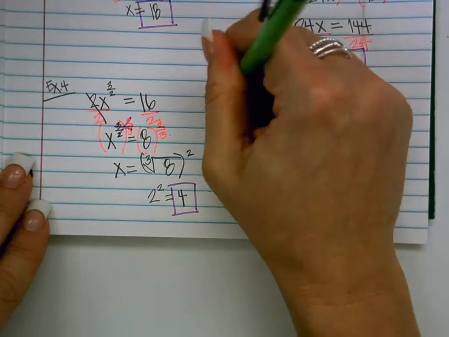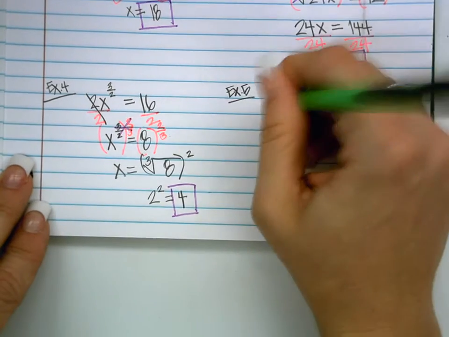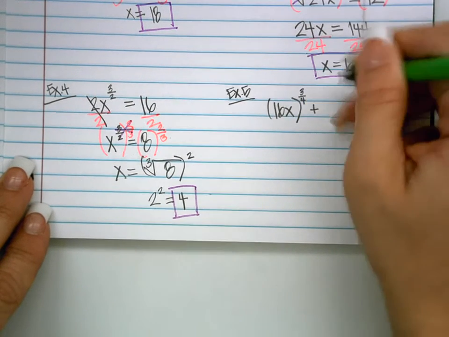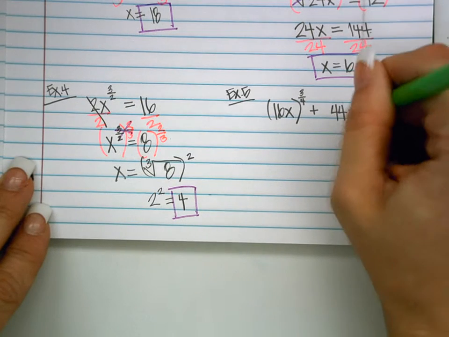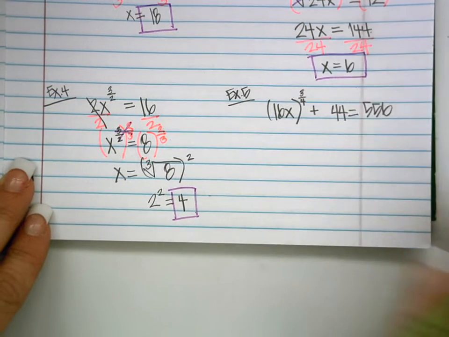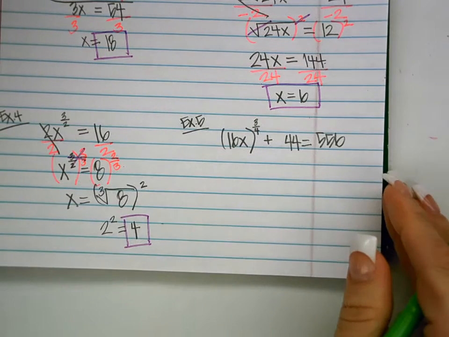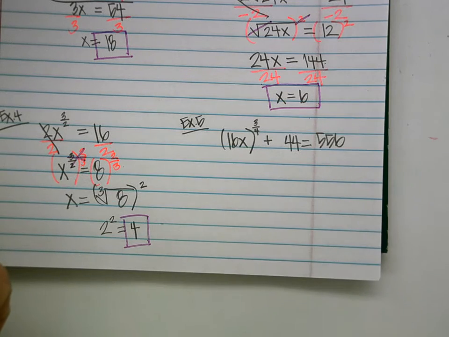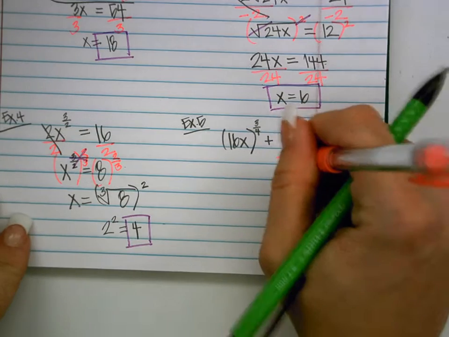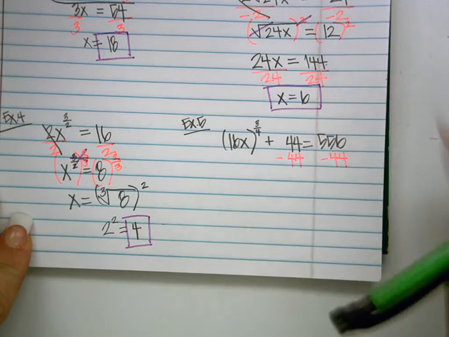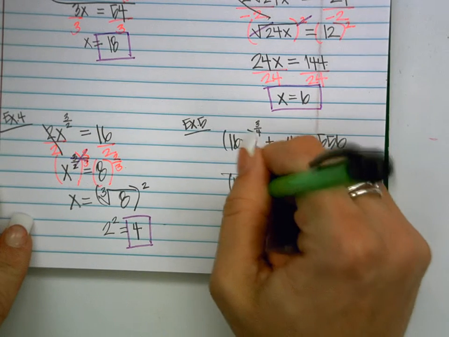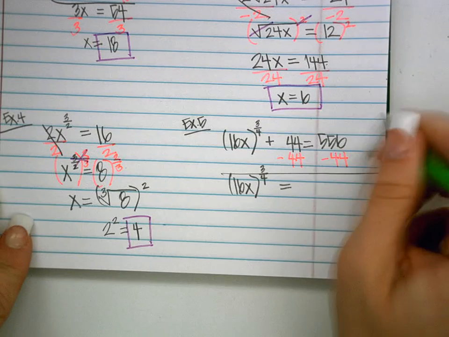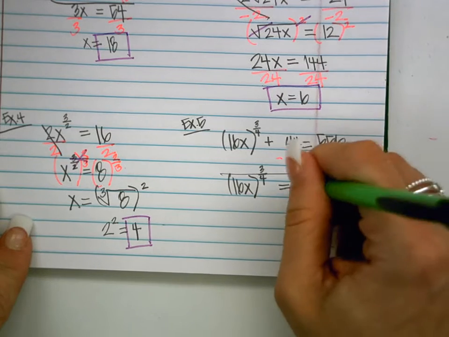Okay, 2 more. Number 5. Let's try 16x raised to the 3/4 plus 44 equals 556. So undo the easiest thing first. Start by subtracting the 44. We still have 16 and x raised to the 3/4 equals, do your subtraction, borrow and carry if you need to. That gives you 512.